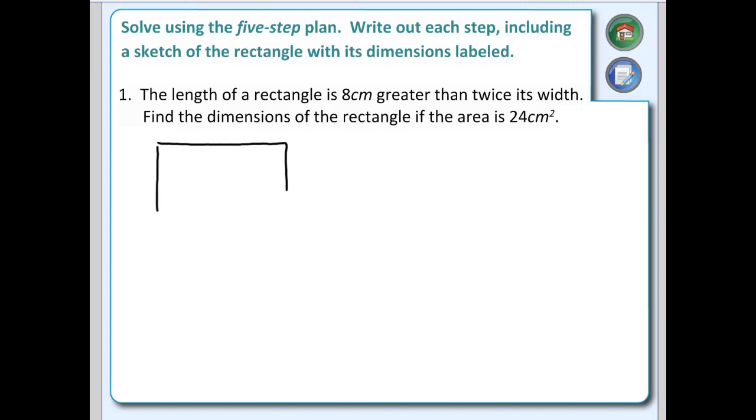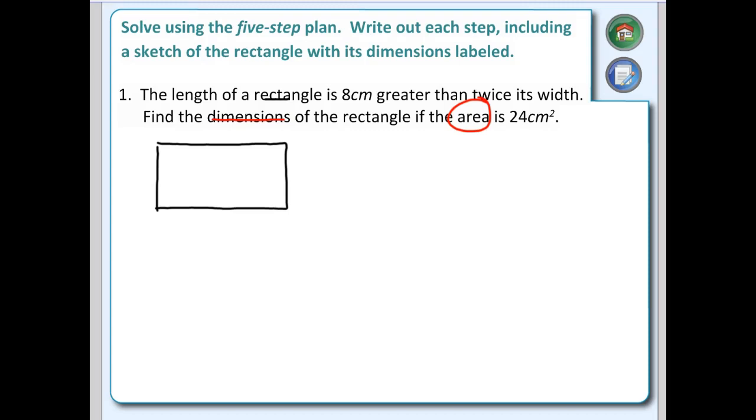So here's my rectangle, and here's what it says. The length of a rectangle is 8 centimeters greater than twice its width. We're going to find the dimensions. Remember, the dimensions means the length and width, if its area is 24 centimeters squared.